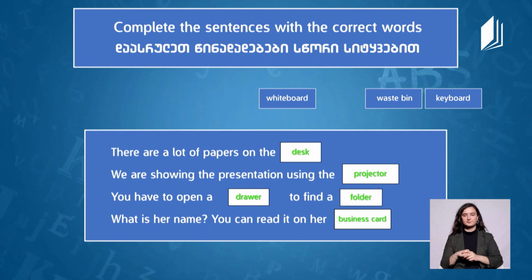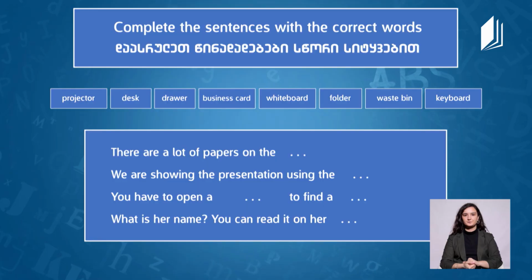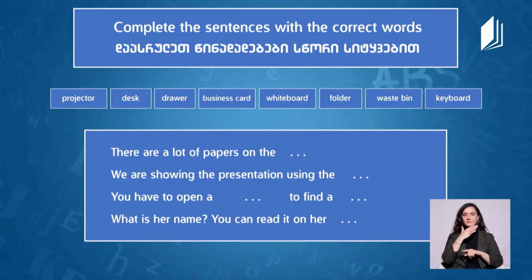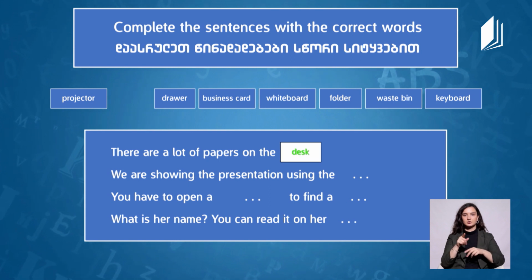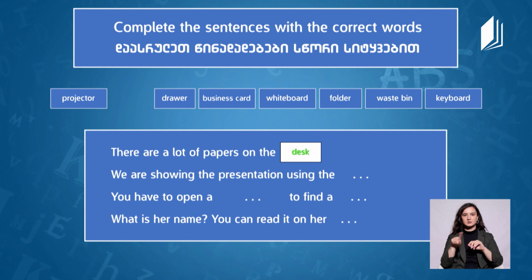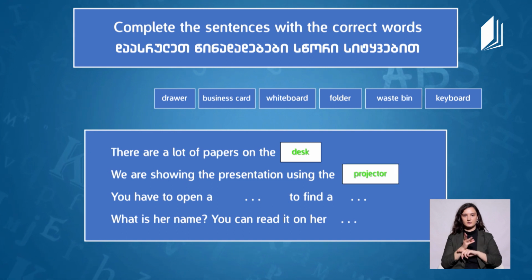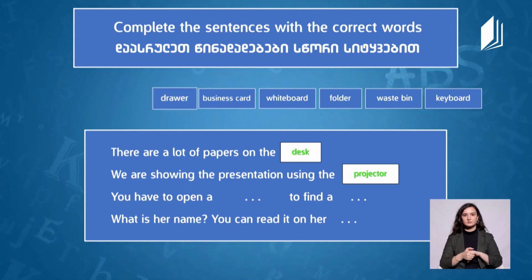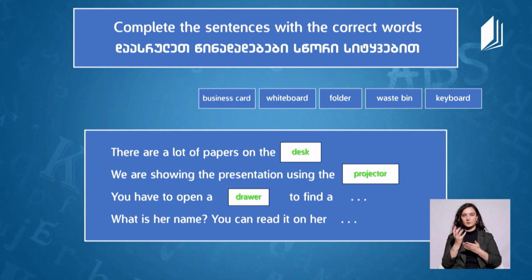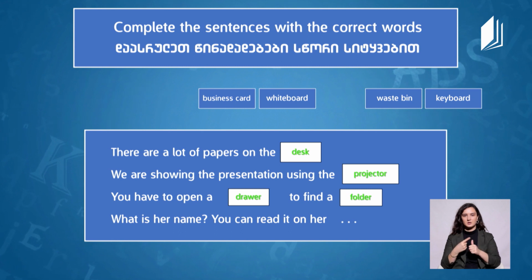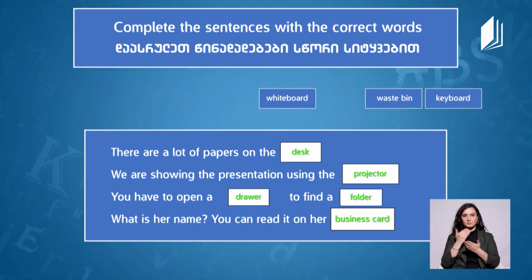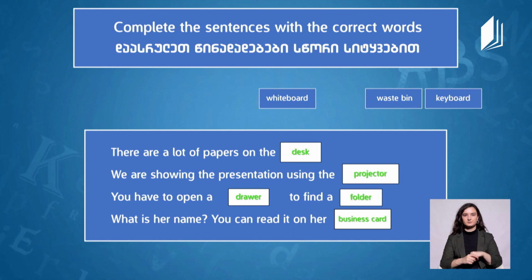Well done. And now let's go over the answers one more time. So there are a lot of papers on the desk, and you were showing the presentation using the projector. And you have to open a drawer to find a folder. And the last one, what is her name? You can read it on her business card. And now let's continue with the rest of the sentences.